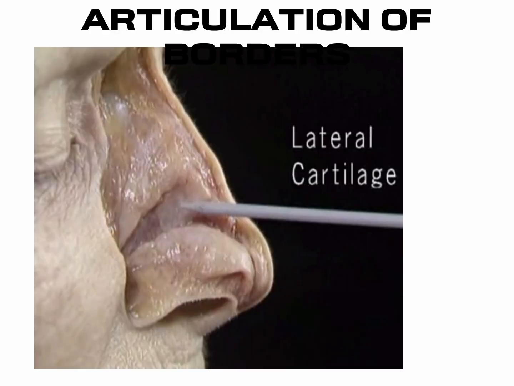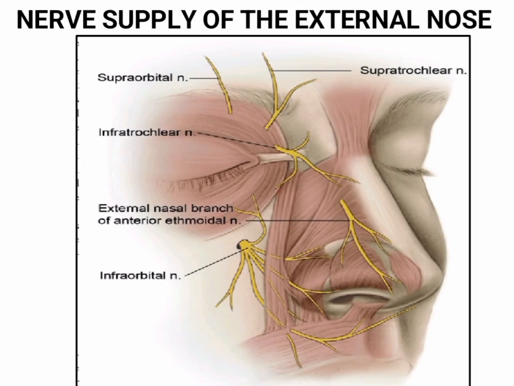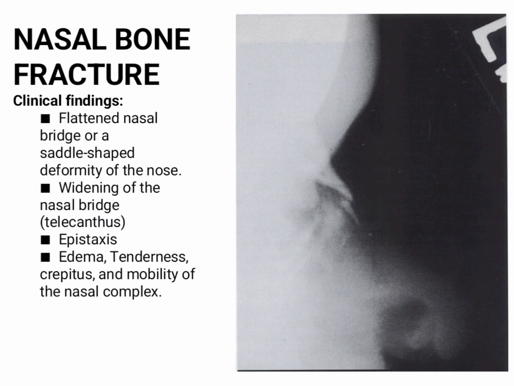The inferior border is notched. It articulates with the lateral nasal cartilage and the notch is converted into a foramen. The foramen transmits the external nasal branch of the anterior ethmoidal artery and the external nasal branch of the anterior ethmoidal nerve. Nasal bone fractures are common.